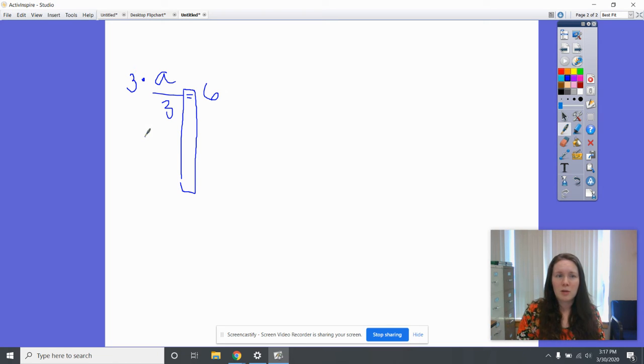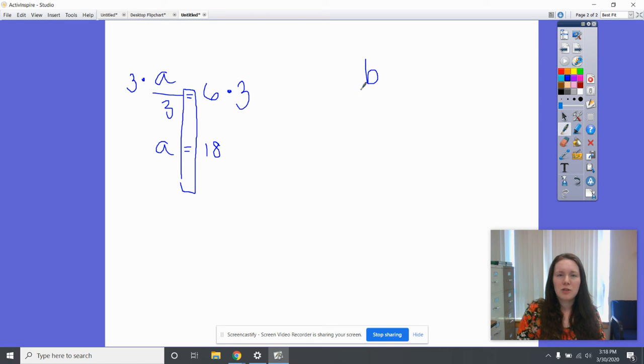Well, we know 3 divided by 3 is 1 times a. But again, same as we've said before, we don't actually write the 1. But because I multiplied by 3 on one side, I have to multiply by 3 on the other side. And 6 times 3 is 18. So then I get a equals 18.